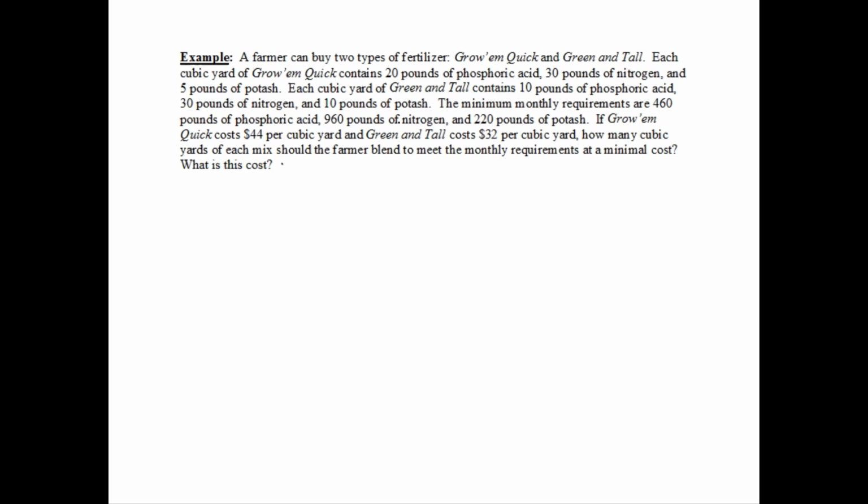At a minimum, each month we need 460 pounds phosphoric acid, 960 pounds nitrogen, and 220 pounds of potash. Grow 'em Quick costs $44 a cubic yard, and Green and Tall costs $32. Now we need to decide how many cubic yards of each mix the farmer should blend to meet the monthly requirements and minimize cost. And then we want to know what the minimum cost is.